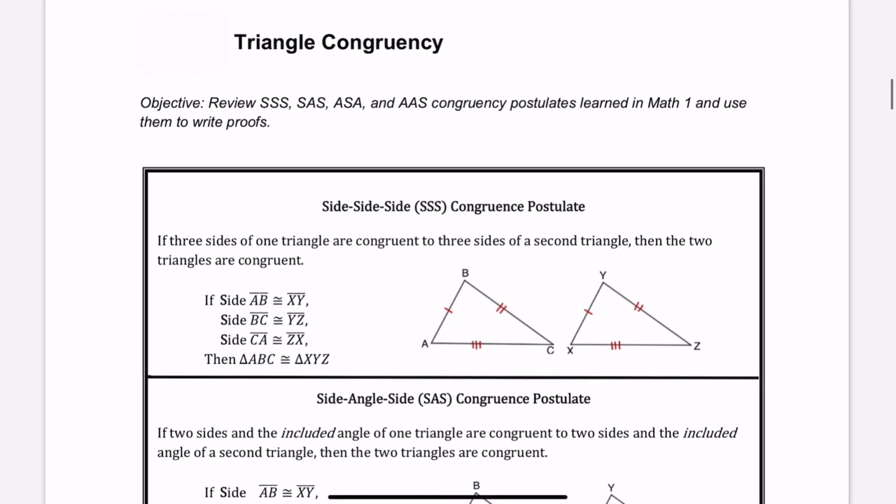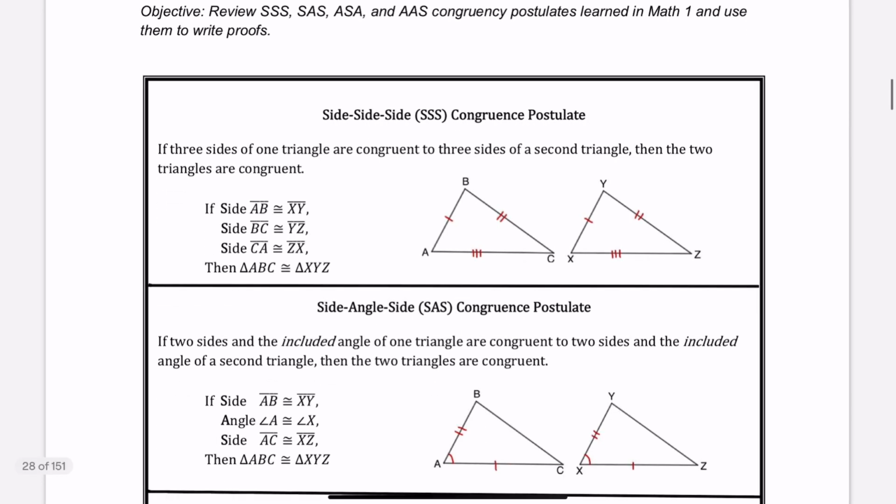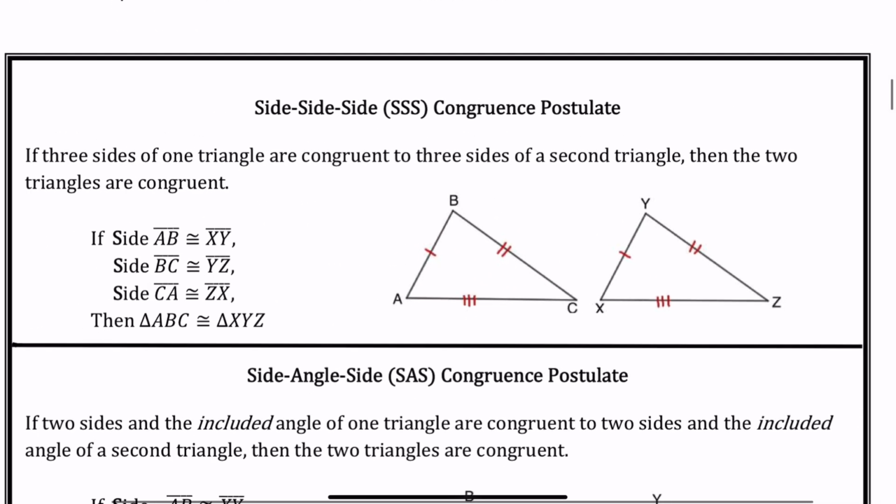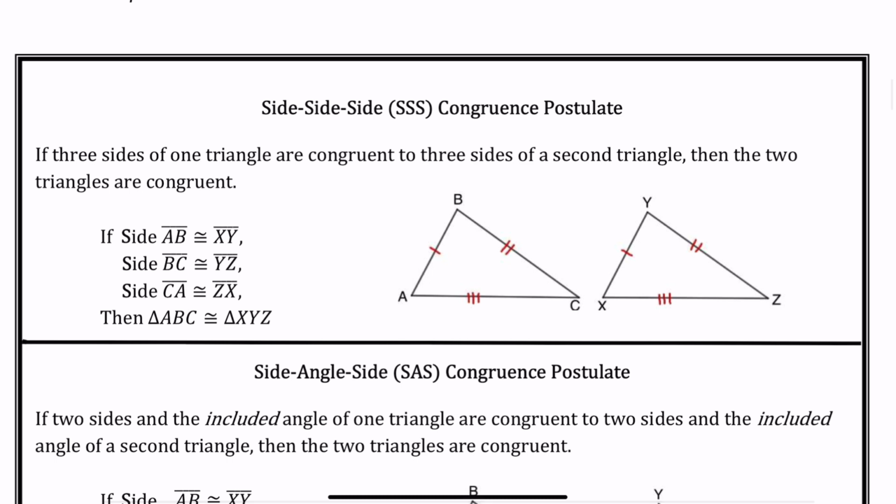Today we're talking about triangle congruency. Our objective is to review side-side-side, side-angle-side, and angle-side-angle congruency postulates learned in Math 1 and use them to write proofs. So our first example is a postulate. It's the side-side-side congruence postulate.